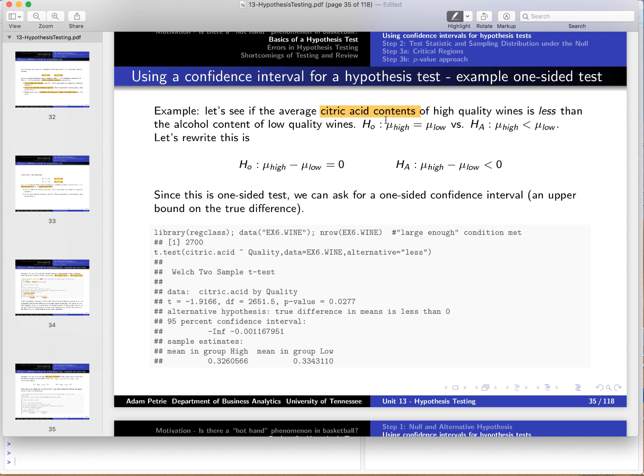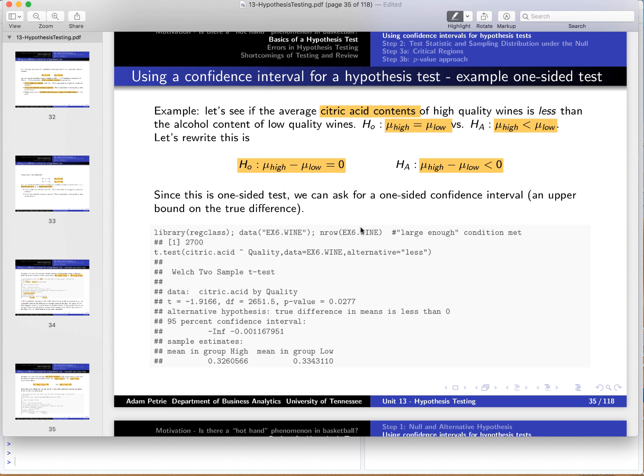Well, if we wanted to set up the null and the alternative hypothesis here, our claim, our investigation, is that mu of high is less than mu of low. So that's going to be an alternative here that always has something other than the equal sign. The null hypothesis in this case always has the equal sign here. The average citric acid content for both high and low quality wines are identical. So writing this in a slightly different way, we could say that the difference between the averages is equal to 0 in the null hypothesis. The alternative hypothesis, mu high less than mu low, would be just that mu high minus mu low is less than 0.